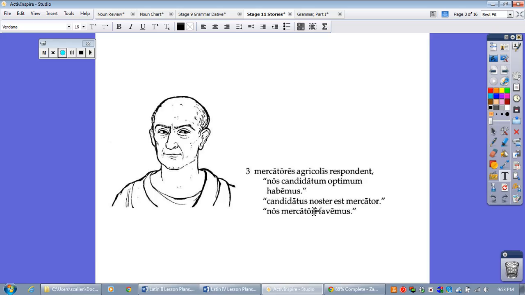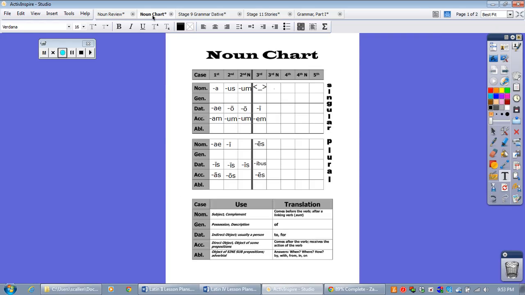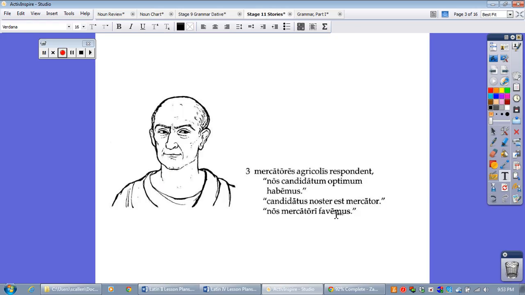Nos mercatori favemus. We know mercator. See how it ends in OR in the nominative. We know, looking at nominative singular, that bam, something random, third declension, mercatori, ending in the letter I, is the dative singular form. So once again, we favor or support the merchant.